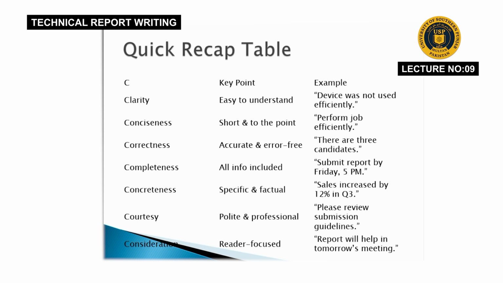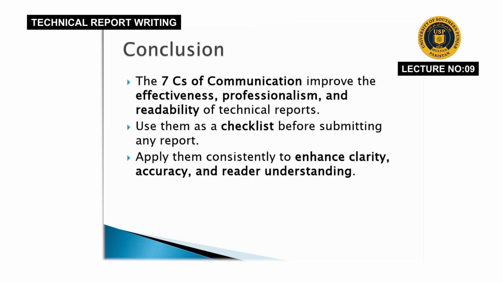This table can act as a checklist when you write your technical reports. Before submitting, quickly ask yourself, have I applied the 7 C's? In conclusion, the 7 C's of communication, clarity, conciseness, correctness, completeness, concreteness, courtesy, and consideration are essential for effective technical report writing. Applying these principles ensures that your reports are clear and understandable, professional and credible, complete and actionable.